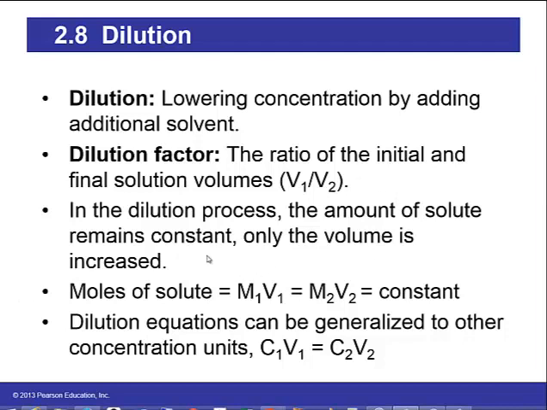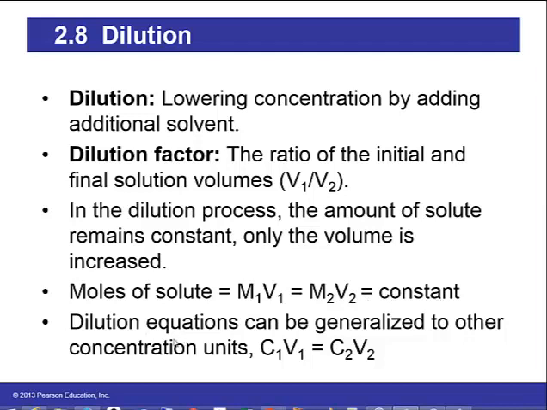So in our dilution process, the amount of the solute remains constant. Only the volume is going to change, so our volume is going to be increased in the diluted sample. And so this allows us to set up an equation that the moles of our first solution times the volume of that solution is going to be equivalent to the moles of the second solution times the second volume. This is going to be related to a constant.